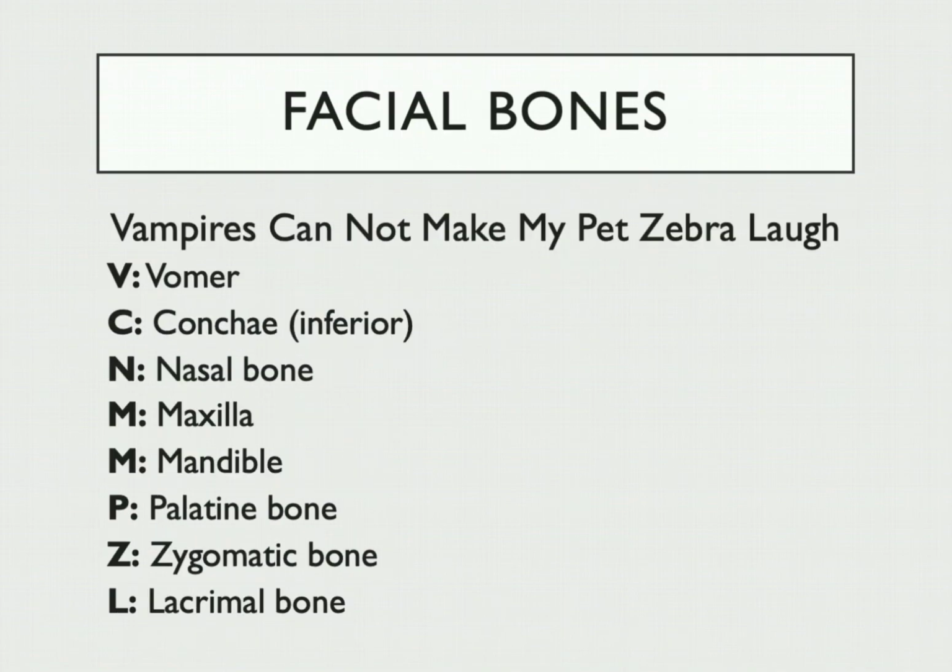Our face is formed by 8 facial bones. The phrase that we can use to remember them is "Vampires Cannot Make My Pet Zebra Laugh." V for vomer, C for conchae, N for nasal bone, M for maxilla, M for mandible, P for palatine bone, Z for zygomatic bone, and L for lacrimal bone.